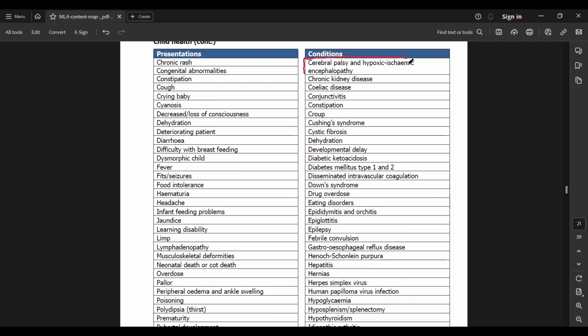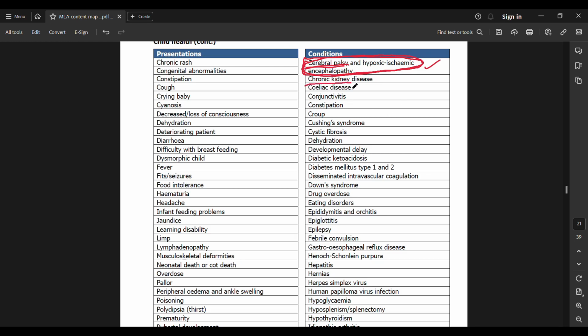Cerebral palsy and hypoxic ischemic encephalopathy. This, I would say, has been tested in MCQs, but I haven't seen it show up in OSCE exams as much. So make sure you know how to examine a patient with cerebral palsy, how to come to a diagnosis, how to counsel a parent.